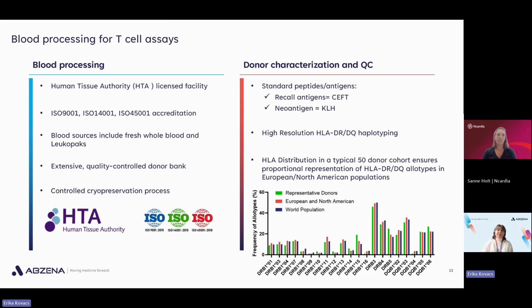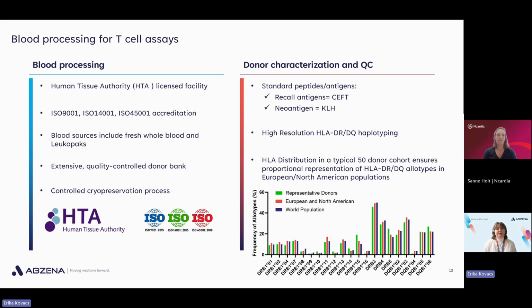So underlying all of this is our extensive PBMC cell bank that we have in-house. We are an HTA licensed facility with various ISO accreditations. We regularly process blood, both from fresh whole blood as well as leukopaks. What the leukopaks provide is a really extensive, large, quality controlled bank from a single donor. We typically have 400 to 500 individual vials, so those can be used for really large studies.